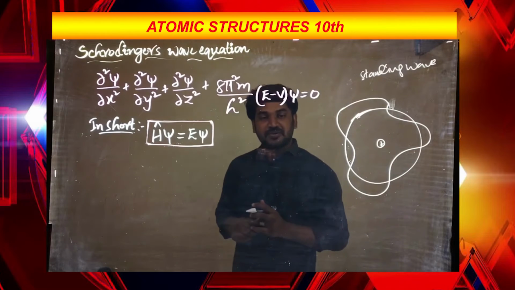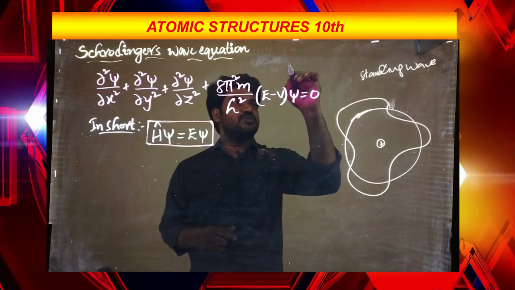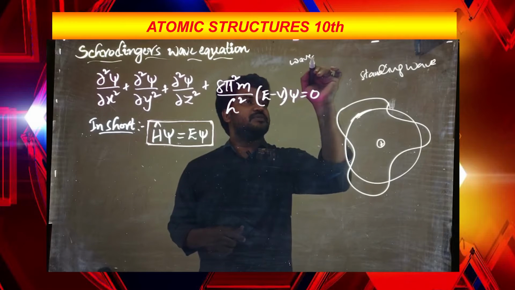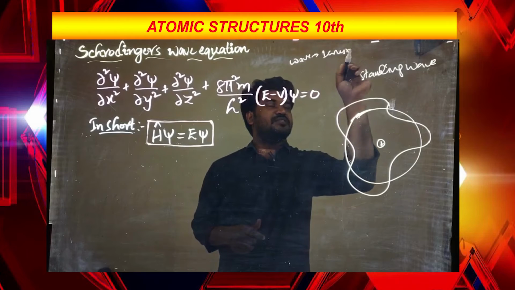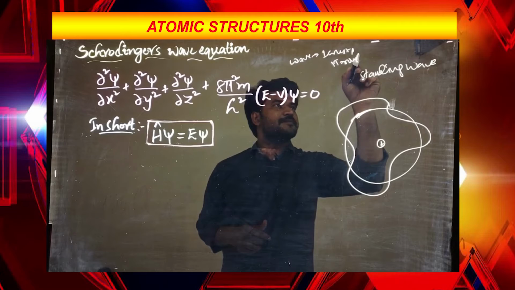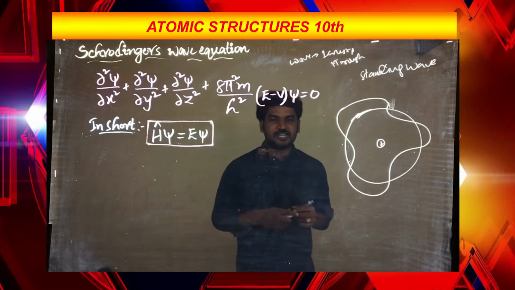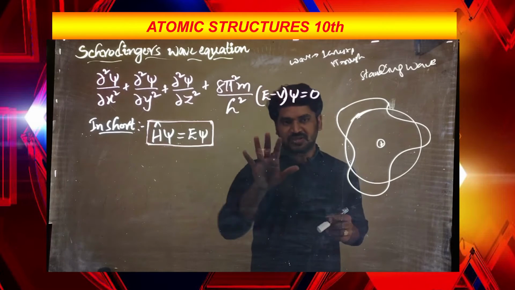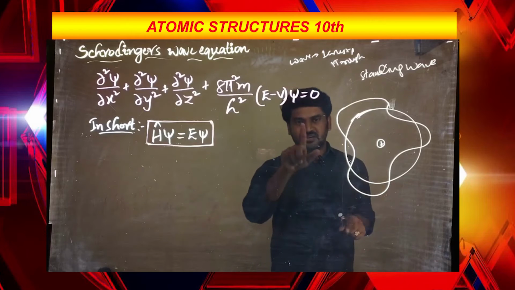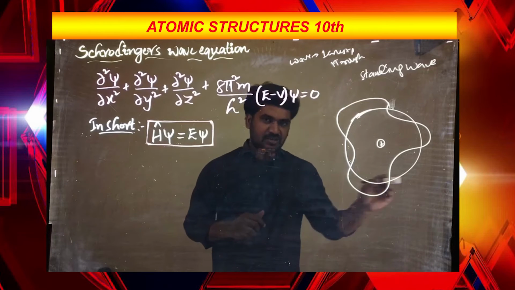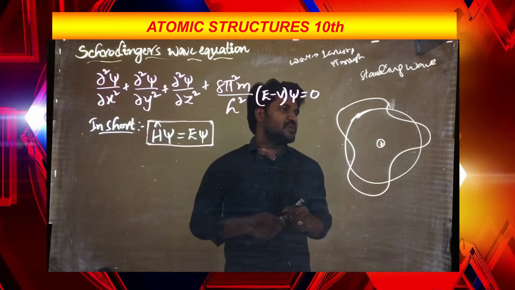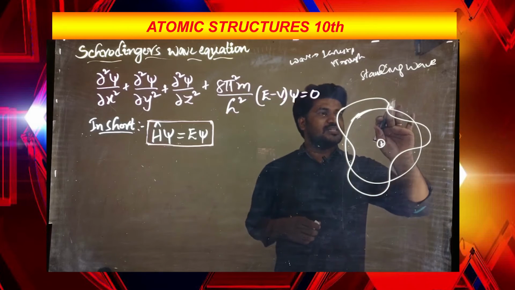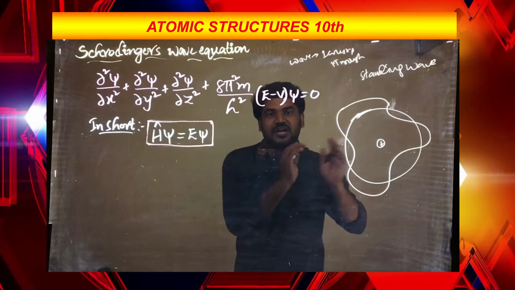Generally, what is meant by a wave? A wave is something which has one crest and one trough. If those two things are there, we call it one wave. So if any wave is there, one trough and one crest will be there. Now here, he considered the electron as a standing wave.